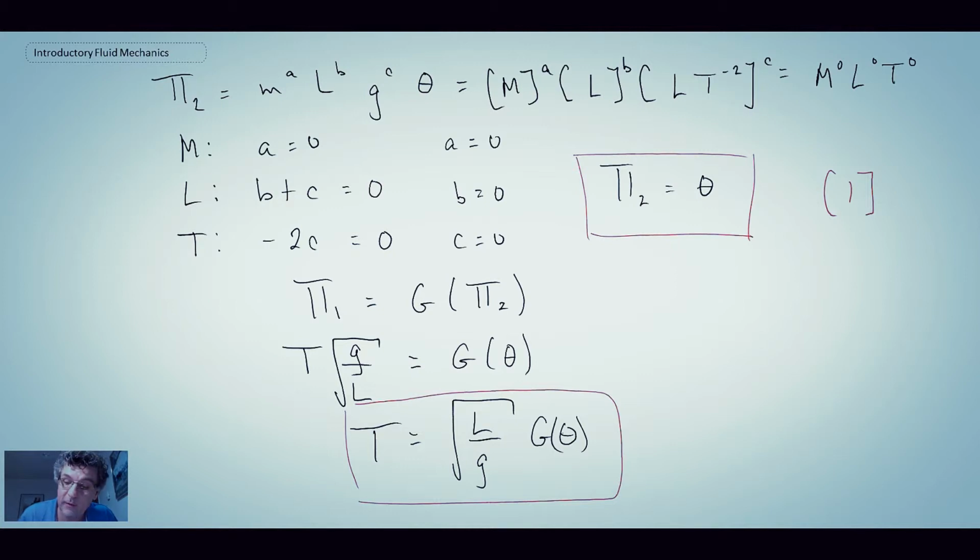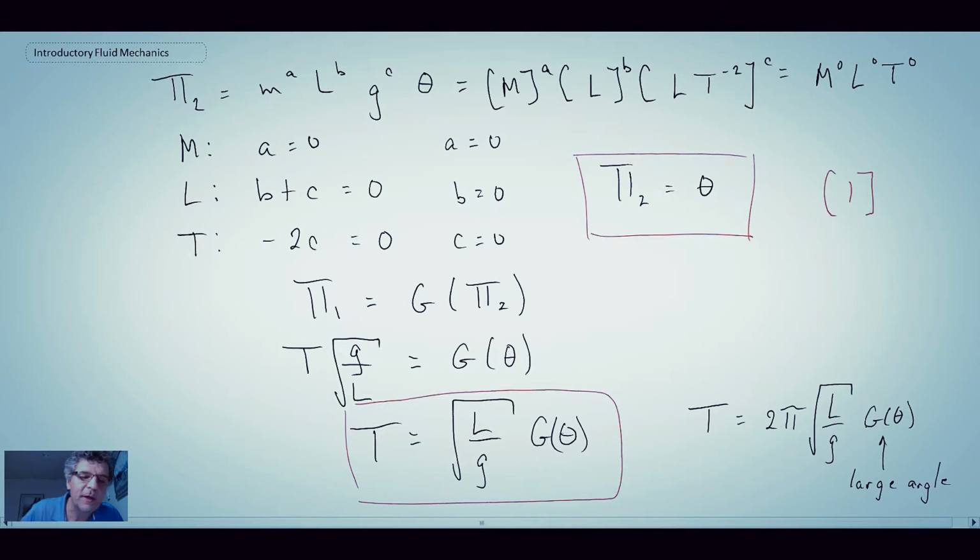And it does turn out that the period of a pendulum is related to 2 pi times the square root of L over g. And then there's a g of theta term that would come in if you have larger angles. So if you have a large angle, that would be a kind of correction term. But it's pretty good when you consider that all we did is use our dimensional arguments and come up with a very, very good representation for the actual period of a pendulum.